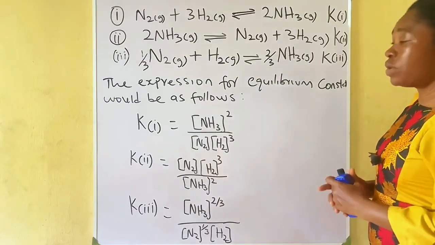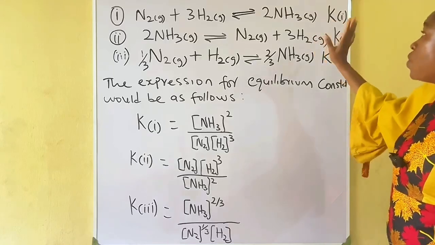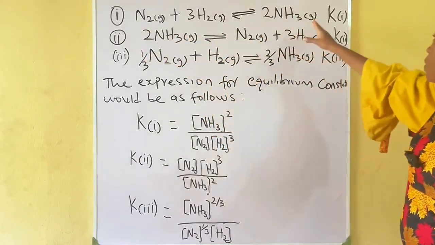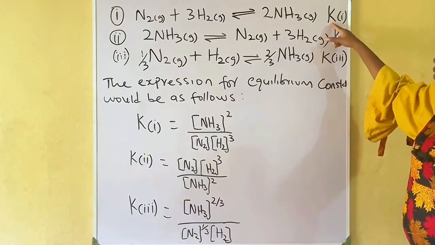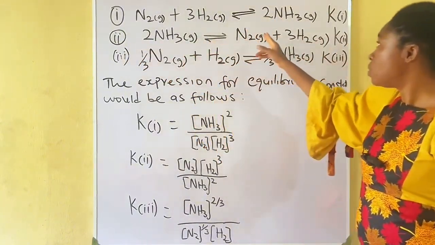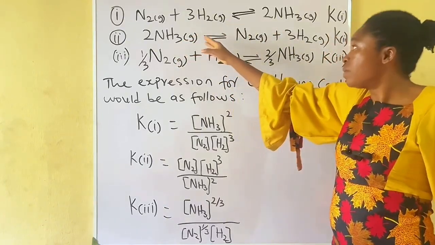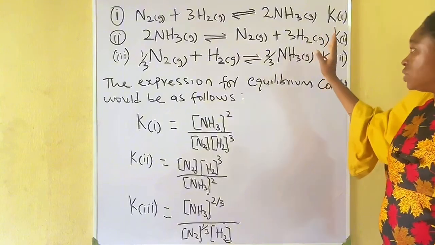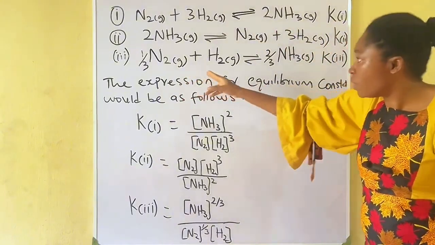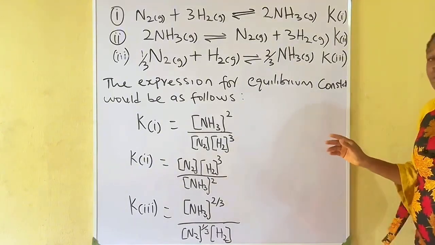Look at this equation on the board. Nitrogen reacting with hydrogen to form ammonia. This is equation 1, so this is the equilibrium constant K for equation 1. This is equation 2, you can see it is the reverse of this one: ammonia gives nitrogen and hydrogen. This is the equilibrium constant for equation 2, and this one is for equation 3. Okay, the expressions for the equilibrium constant would be as follows.